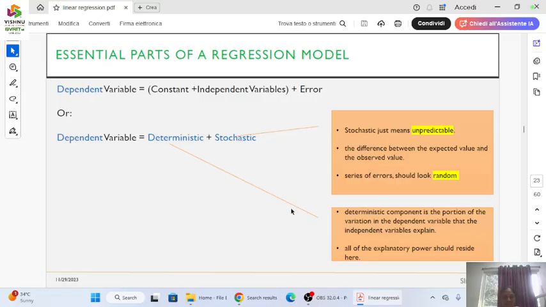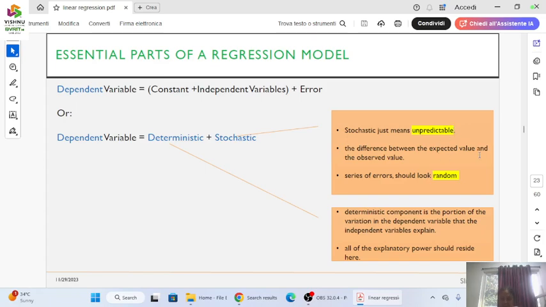The essential parts of a regression model are the dependent variable, which equals a constant plus independent variable plus error, right? So I said it like that. The dependent variable is both deterministic and stochastic. If it is stochastic, then it is unpredictable. Yes, we have seen the stochastic process in unit 5, right? It is better to understand by getting into the knowledge of unit 5.